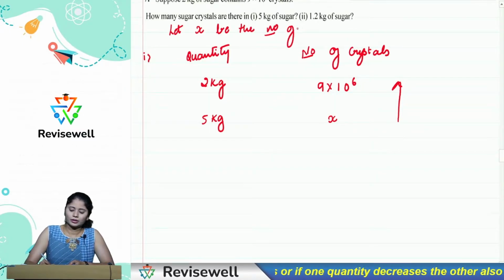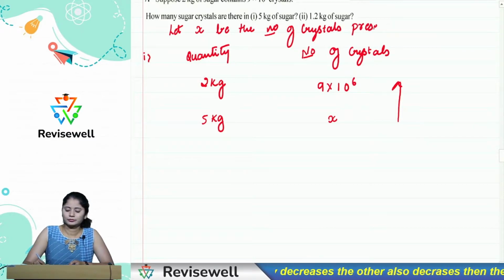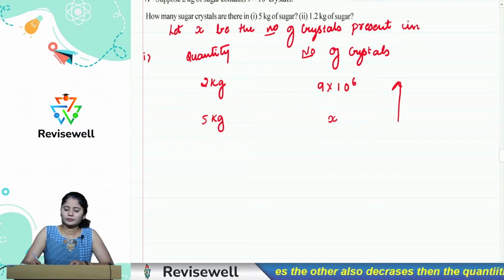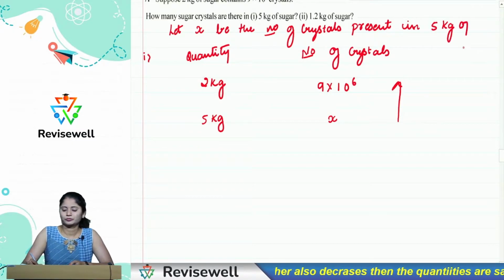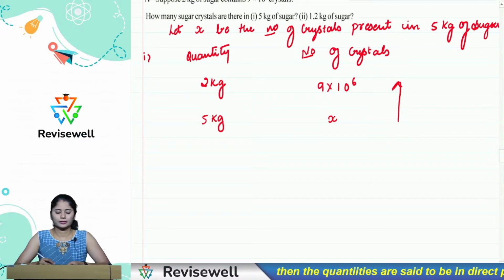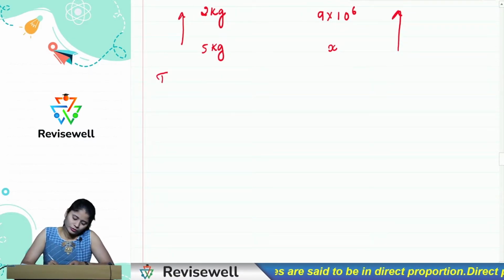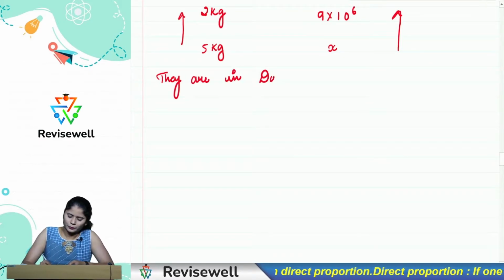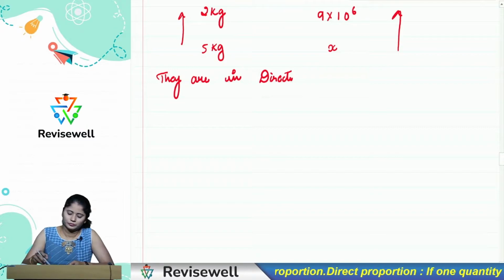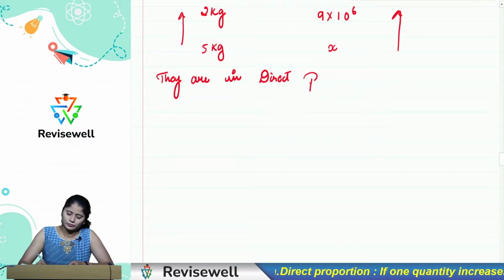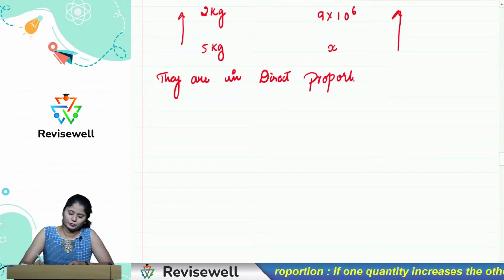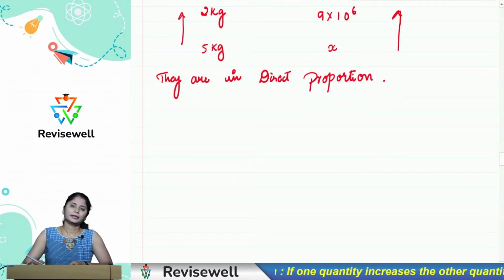Let x be the number of crystals present in 5 kg of sugar. Since if one quantity increases, then definitely the other quantity also increases, they are in direct proportion. So that means the ratio will remain the same.